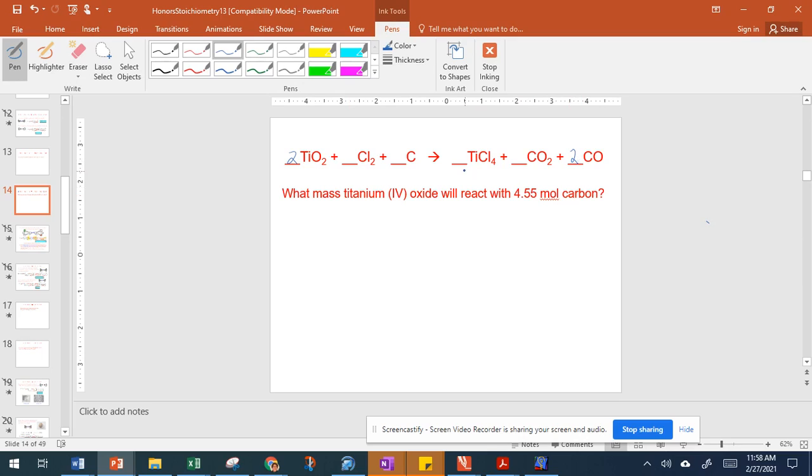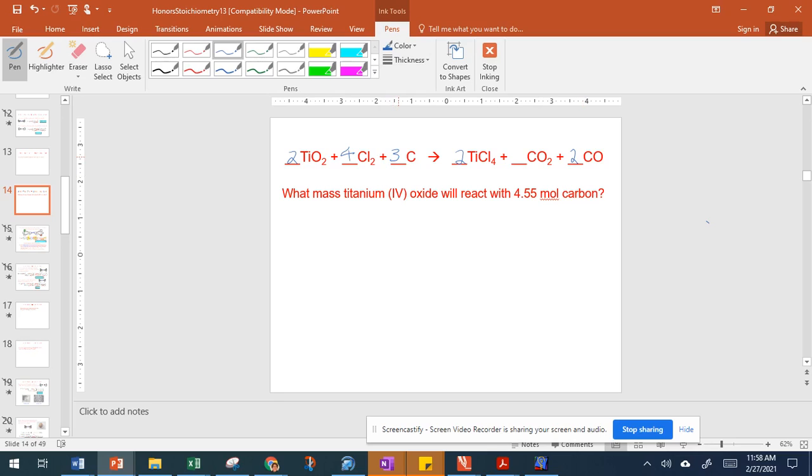And then if we look at titanium, to balance out the titanium, I would need a 2 here. And then that would give me 8 chlorines. To balance out the chlorine, I would need a 4 here. And then I have 3 carbons here. To balance out the carbons, I would need a 3 here to balance out the carbon.